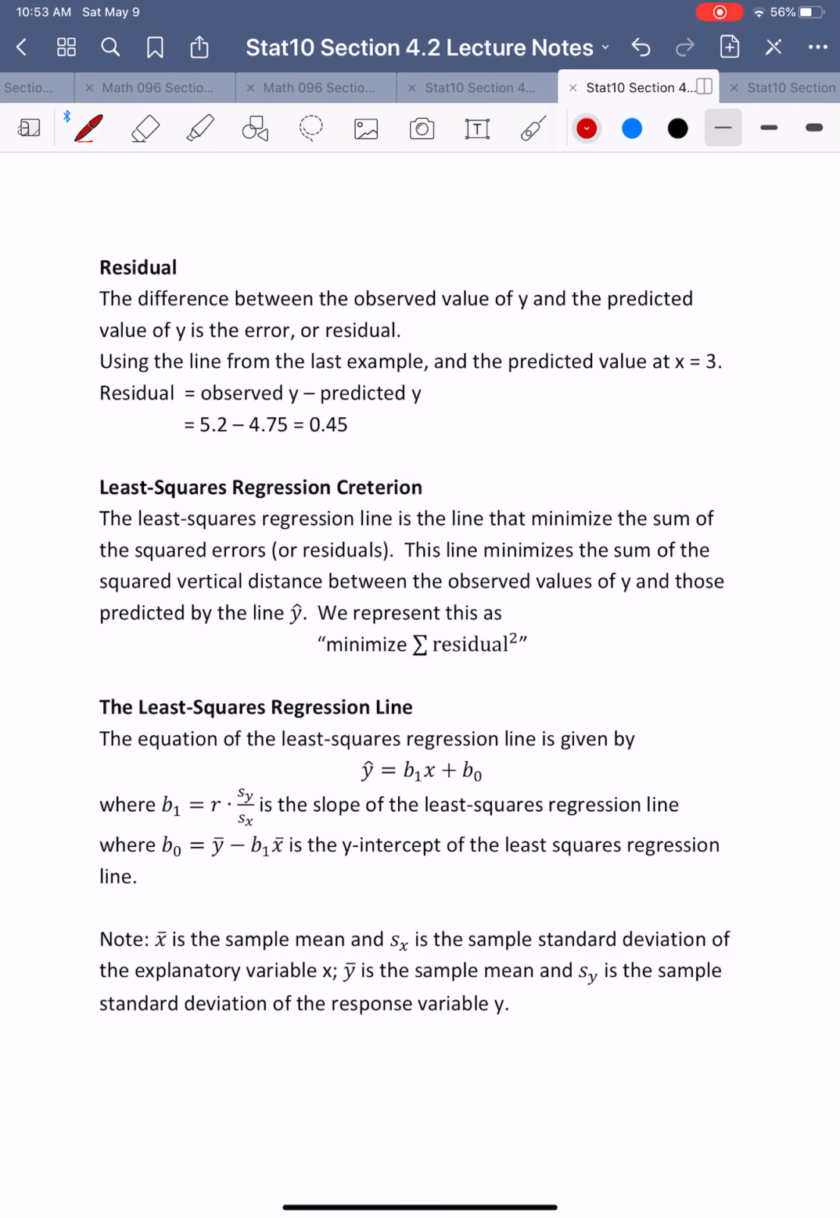So now we can talk about the residual: the difference between the observed value of y and the predicted value of y. The predicted value of y you get from the equation using 2 points from the table. The observed y is from the table. Using the line from the last example, the observed value at x equal to 3 was 5.2, and the predicted value comes to 4.75. So this is the difference, and that's what we call the residual.